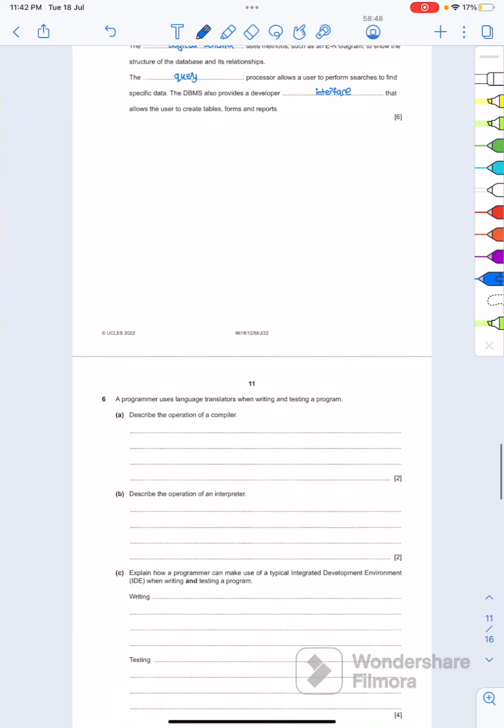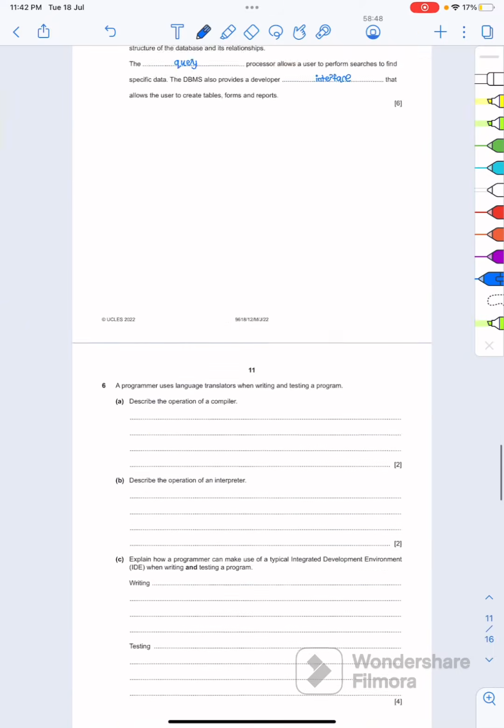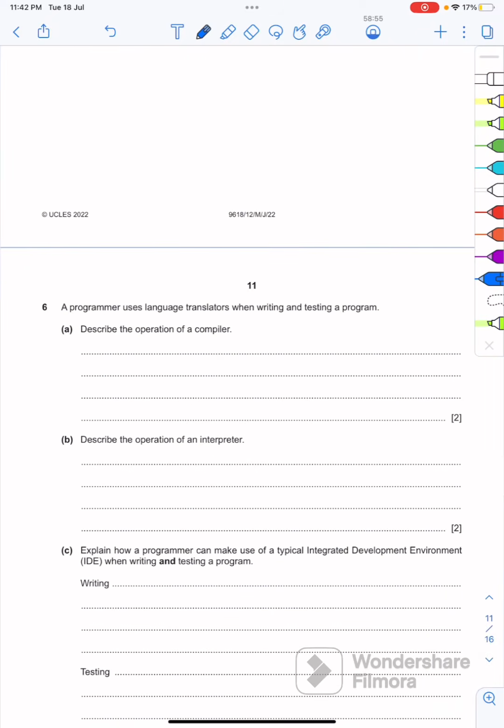So moving on, we've got 3 questions left in this exam paper, so let's just quickly move on into this. All right, a computer uses language translators when testing a program. Describe the operation of a compiler, right?